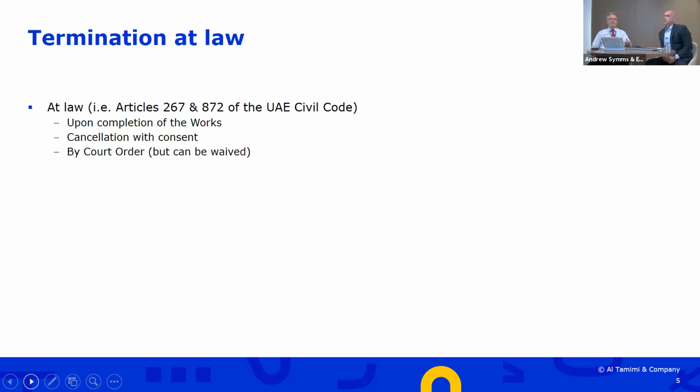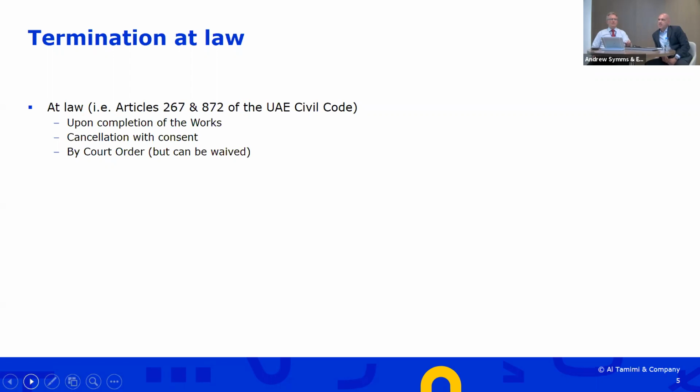I think the first two grounds are probably pretty self-explanatory. The final ground, by court order, needs a little bit of explanation, and how that may work in practice: if one party believes the other party has failed to perform and wishes to terminate the contract, that party makes an application to the court to issue an order to validate the contract termination.